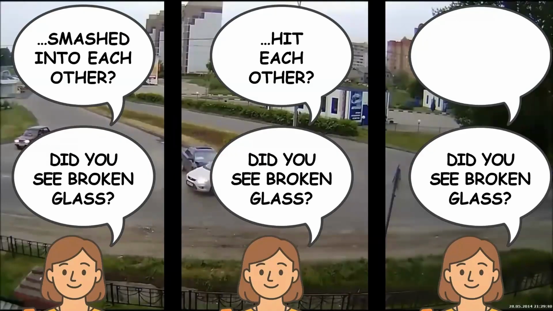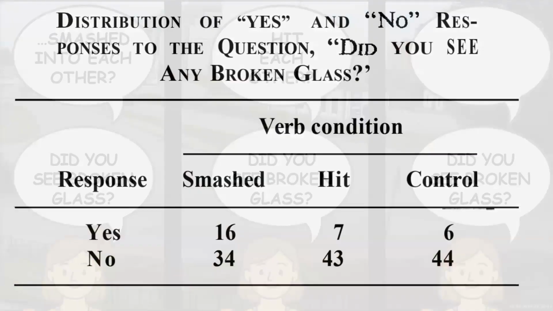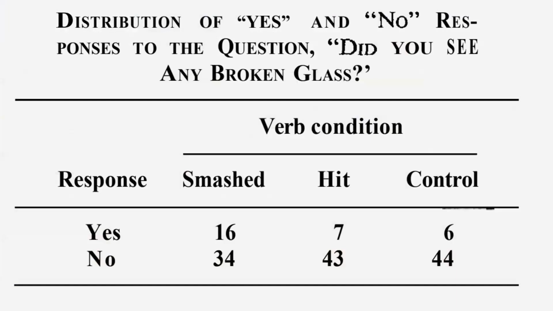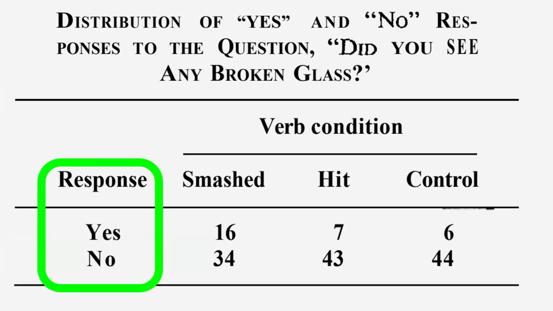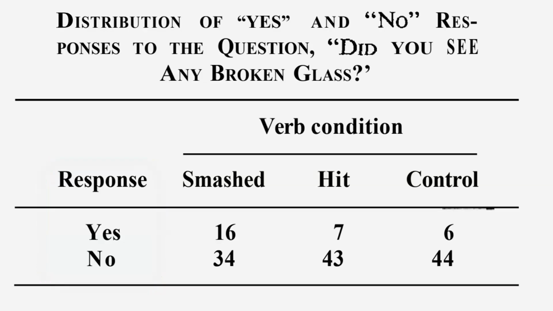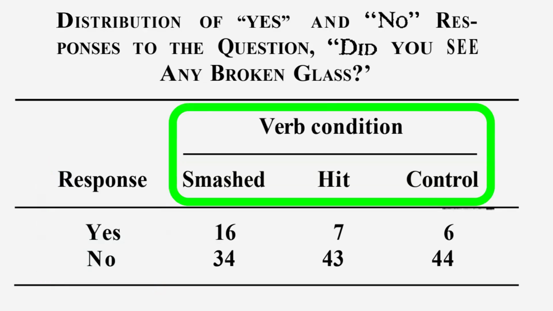All right, let's take a look at what they found. So this is their data in a frequency table type of display here. So we have, for example, the response. Did they respond yes or did they respond no? That puts them into one of 2 different categories. And then we also have the question verb, the verb condition, as another category. So were they in the smashed group? Were they in the hit group? Or were they in the control group?